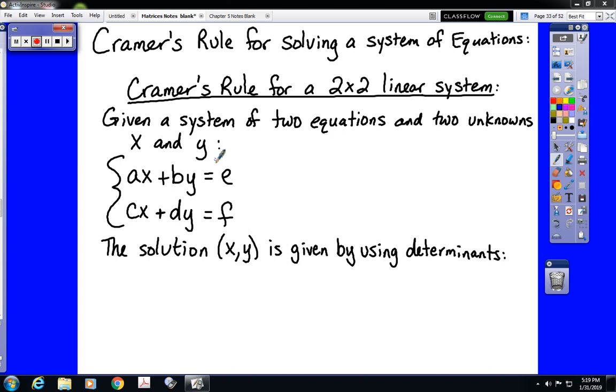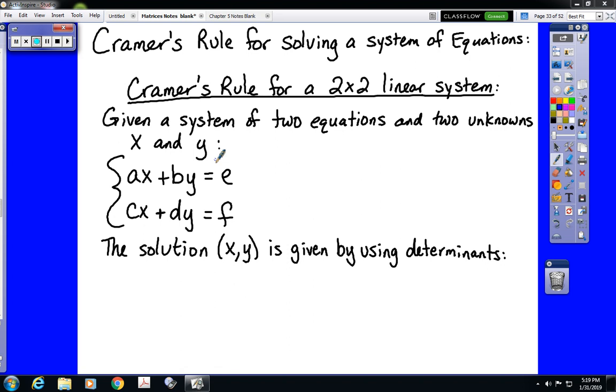This video will cover how to use Cramer's Rule to solve a system of equations with two equations and two unknowns. Again, this is an alternate method that is going to use matrices and determinants in order to solve a system of equations. So Cramer came up with this rule. That's why it's named Cramer's Rule. He's a mathematician. I believe he's Russian, but I could be wrong about that, so don't quote me on it.